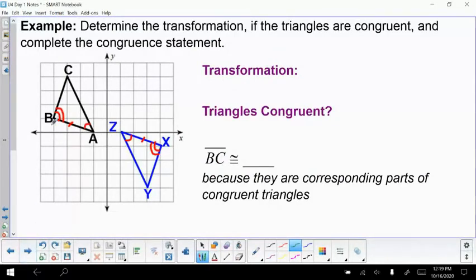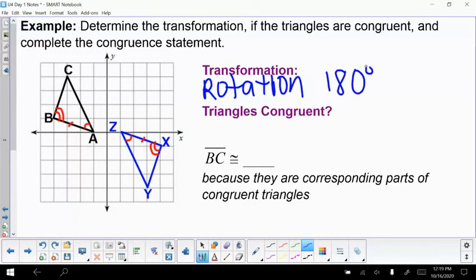So here's an example. We have triangle ABC, and we have this triangle over here, ZXY. What transformation has occurred? It was a rotation 180 degrees. And that's a rigid motion, so yes, the triangles are congruent. Triangle ABC, I ran out of room. So yes, triangle ABC. Now we've got to match things up.